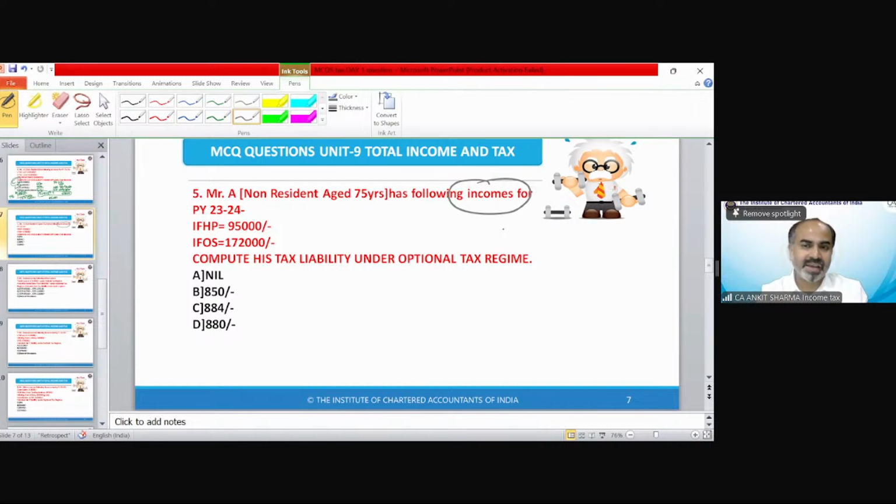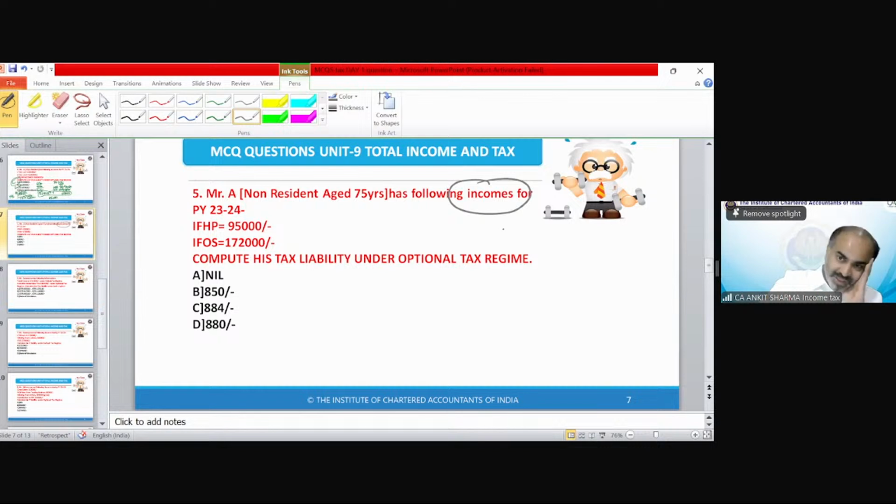Arun is saying B after round off. What is after round off? I need the correct answer. It should be D. There could not be any option after round off or not. The correct answer should be D, of course. The correct answer is D.